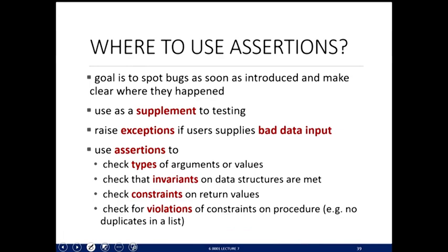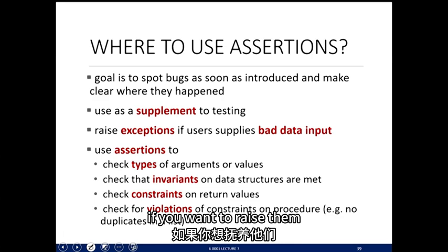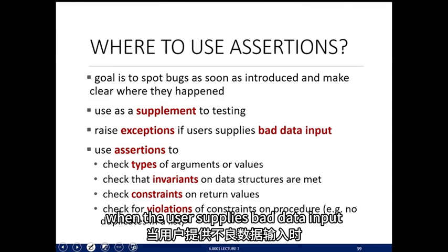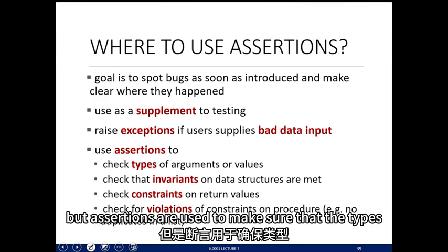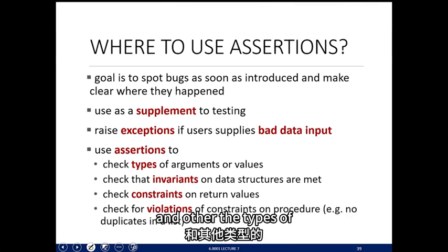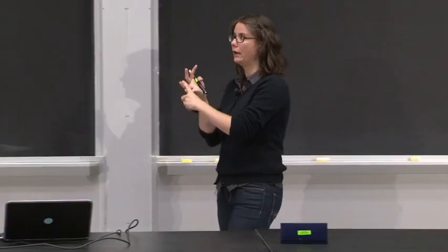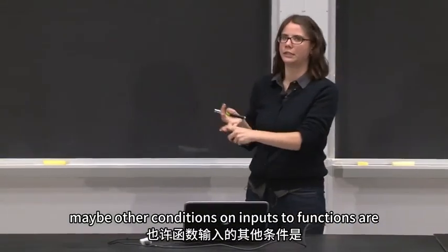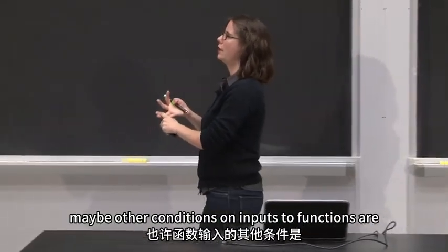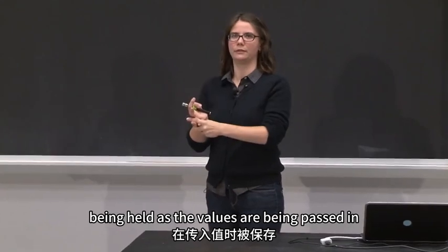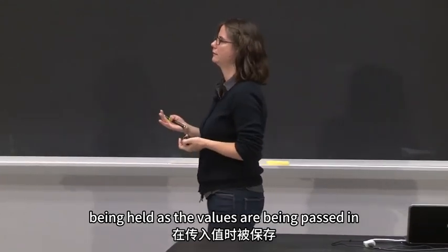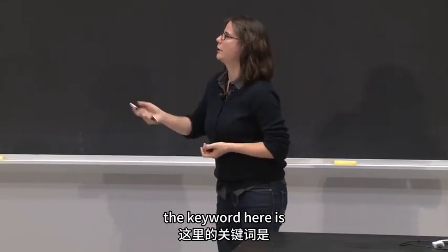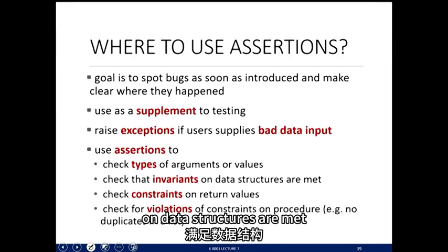Okay? And exceptions are good if you want to raise them when the user supplies bad data input, but assertions are used to make sure that the types of inputs to functions, maybe other conditions on inputs to functions, are being held as the values are being passed in. Okay? So the keyword here is making sure that the invariants on data structures are met.